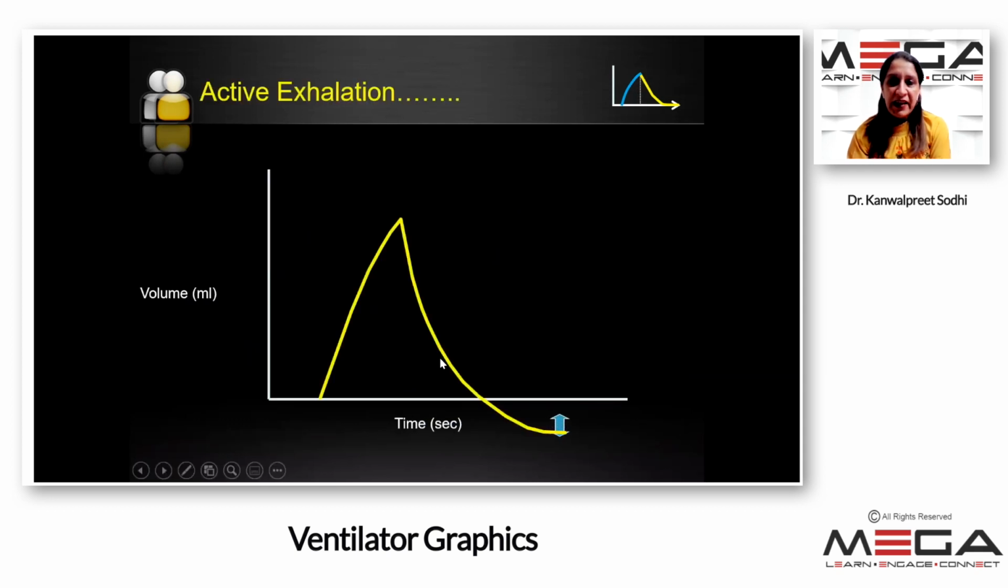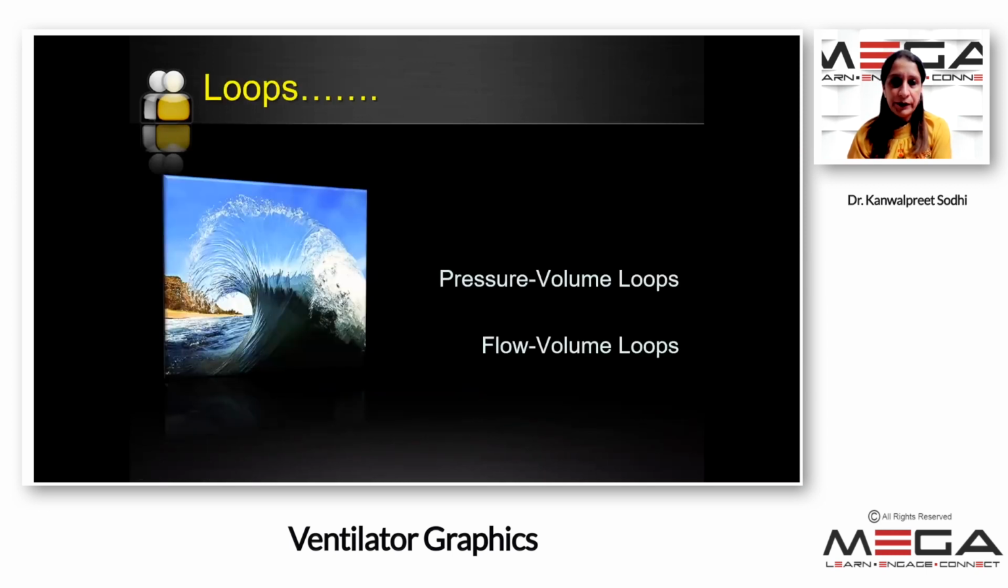Now what is happening here? The expiratory limb is going beyond the baseline downwards. So this is the active exhalation that is occurring in the patient.